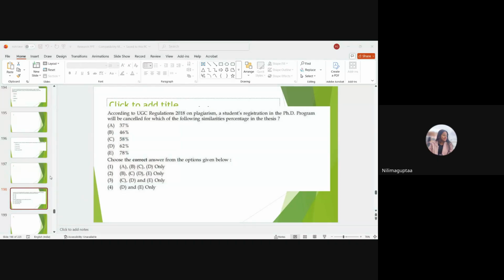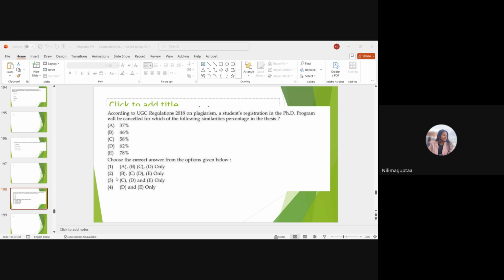Please go through this question. It's one of the most important questions. The same table, the answer is in the same table. They have just manipulated it in such a way that it will confuse you to get an answer. So, as per the regulation of UGC 2018, the plagiarism registration program will be cancelled.